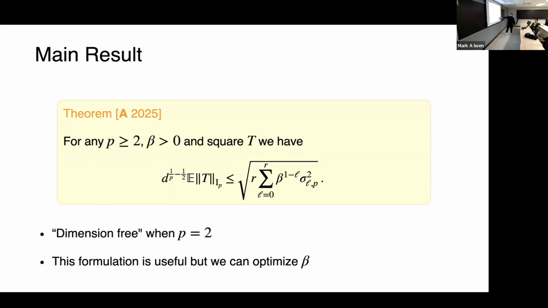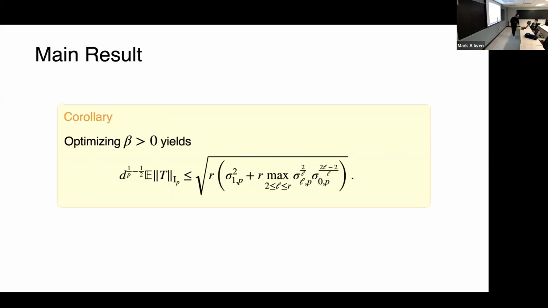And so this formulation is useful, but we can actually optimize this beta parameter using some calculus tricks, and you get this funky looking thing. And what do you get? What is this thing? You pay the order 1 variance, and then you pay the worst geometric average of the order L greater than 2 variances and the order 0 variance.